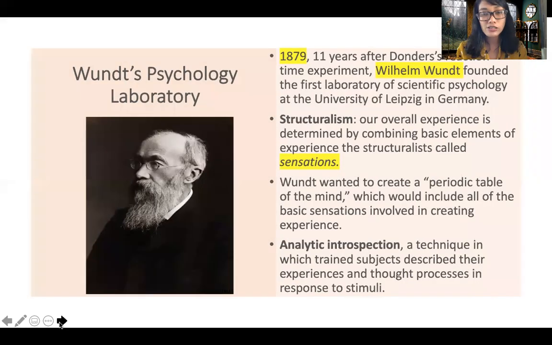And 11 years later, as I mentioned before, Wilhelm Wundt founded the first lab of scientific psychology at the University of Leipzig, Germany. His approach is called structuralism. Basically, our overall experience is determined by sensations. So with those thoughts about structuralism, Wundt wanted to make a periodic table of the mind.